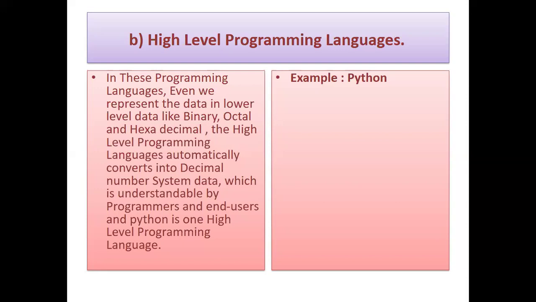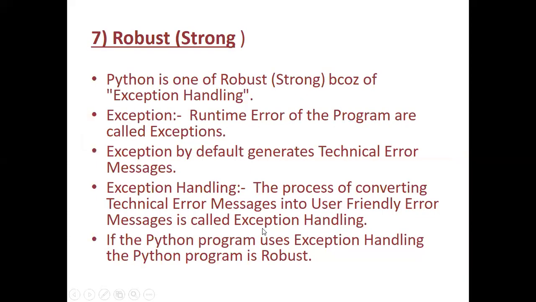And the binary number system is not understandable by the programmers, and sometimes by the end users. Octal and hexadecimal also. So that is the only reason, as it automatically converts it, that it is known as a high level programming language. Now, robust. Why is Python known as a robust language?